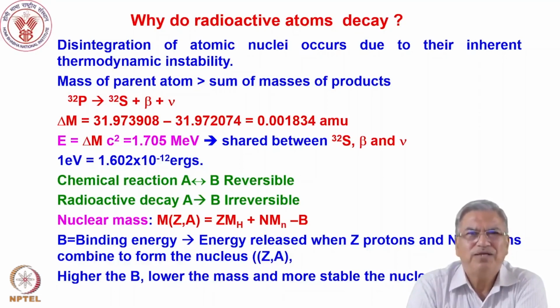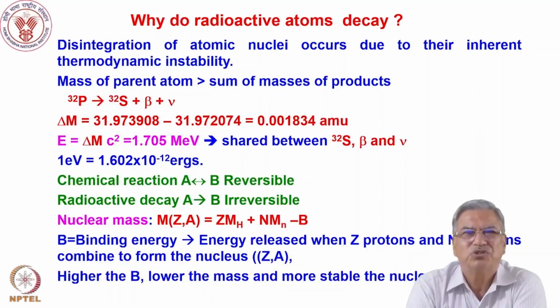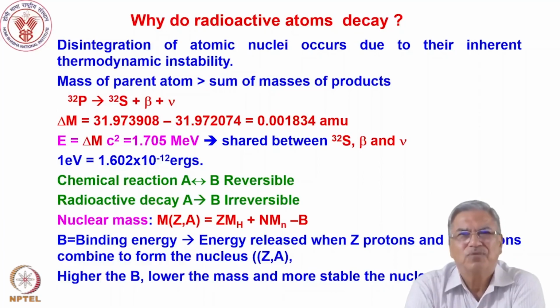Just to give you a feel, we will be using the energy in electron volts, kilo electron volts, and million electron volts. 1 electron volt is the energy acquired by an electron when it is accelerated through a potential of 1 volt. That is 1 electron volt, and then you can have kilo electron volt, million electron volt, and so on. And 1 electron volt corresponds to 1.602 × 10^-12 ergs, or 1.602 × 10^-19 joules.